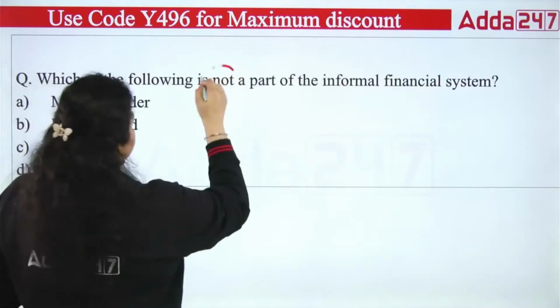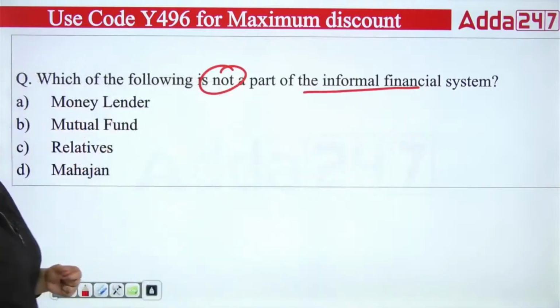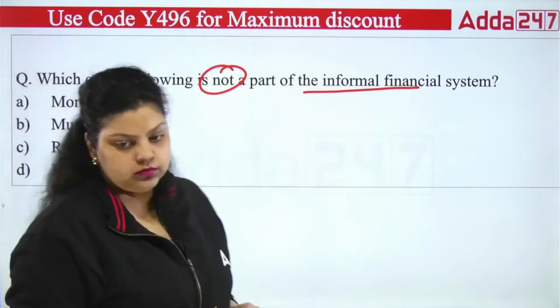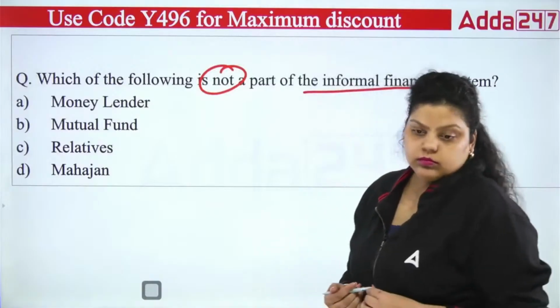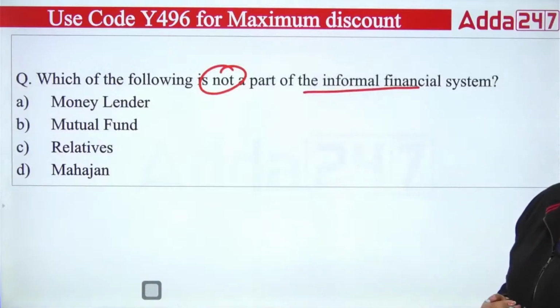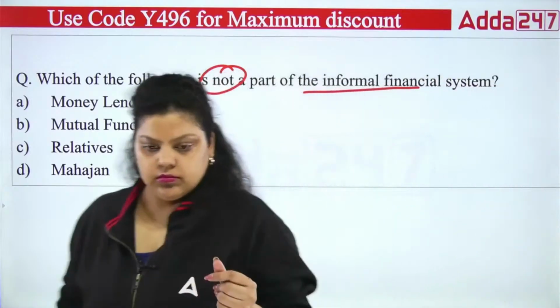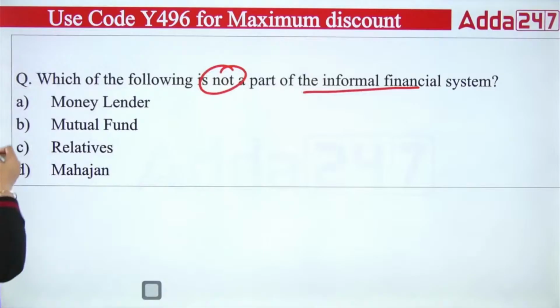Which of the following is not a part of the informal financial system? Not a part of the informal financial system. Moneylender, mutual funds, relatives, Mahajan. I guess it's very simple again. A, B, C or D? Answer quickly. Okay, so the right answer is, not a part of formal, it is mutual fund.